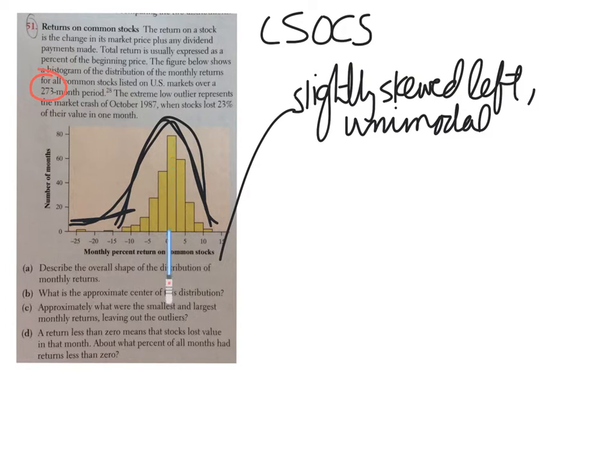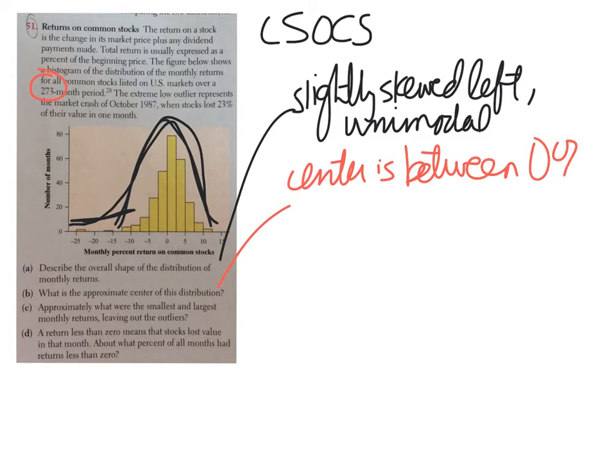So this column right here is going to be where the center is. So I'm going to have to say the center is between 0% and 2.5%. Because those bars are landing halfway in between 0 and 5, so that would be between 0 and 2.5. Then the question says, approximately, what were the smallest and largest monthly returns, leaving out the outliers?